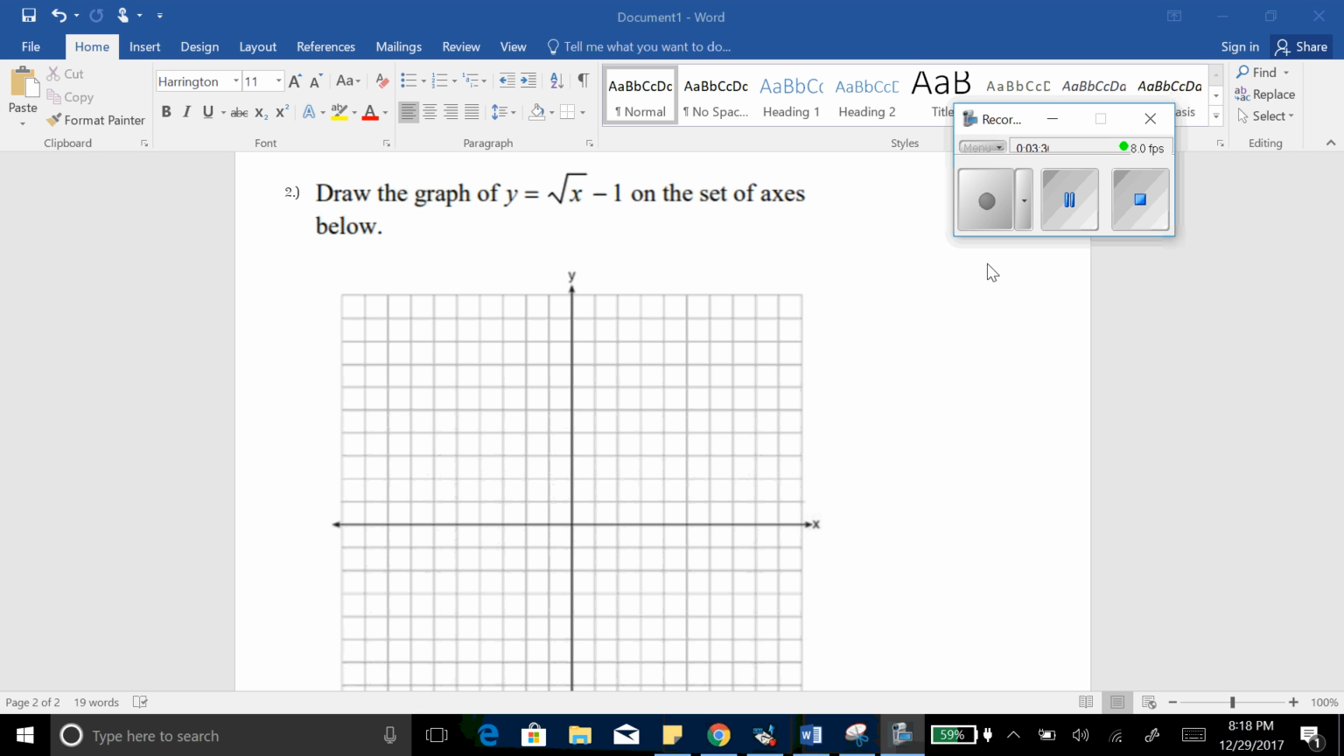Now the second problem says to draw the graph of y equals the square root of x minus 1 on the set of axes below. That's something we've never done. We have not worked with square root functions yet. However, you guys are able to graph it because your graphing calculator does it for you.